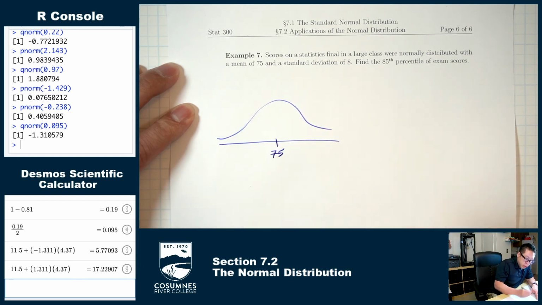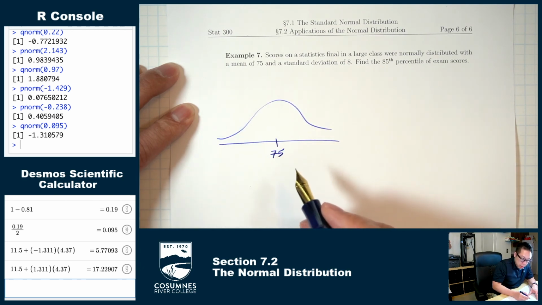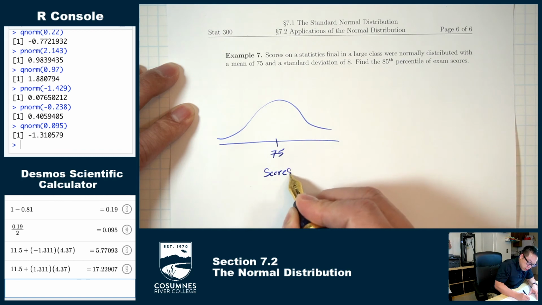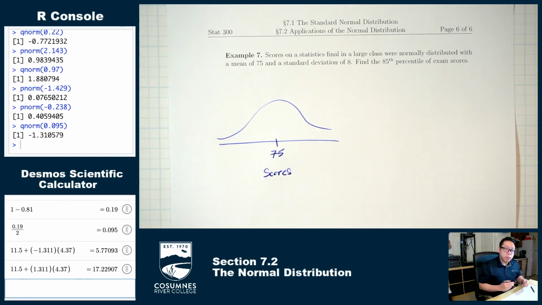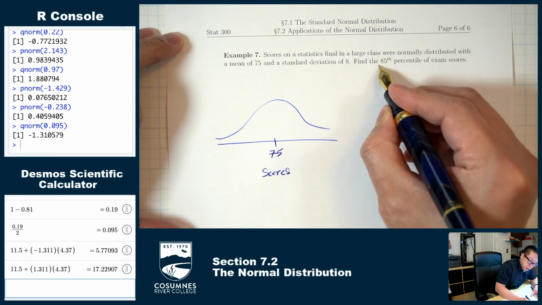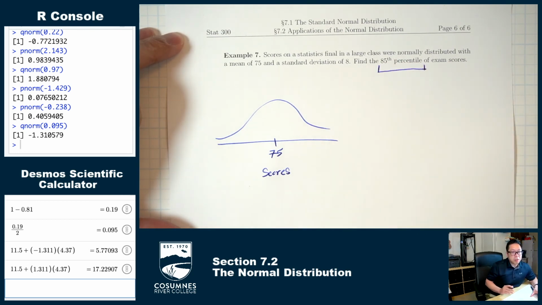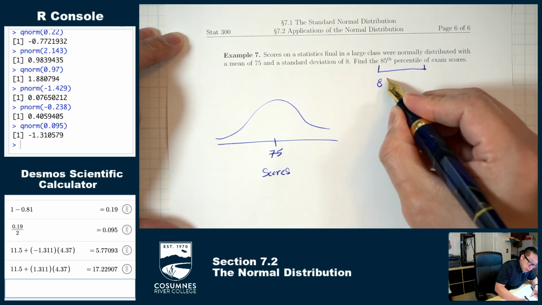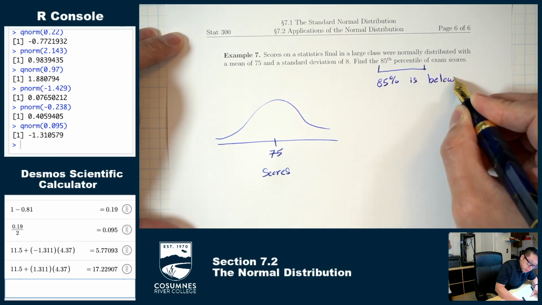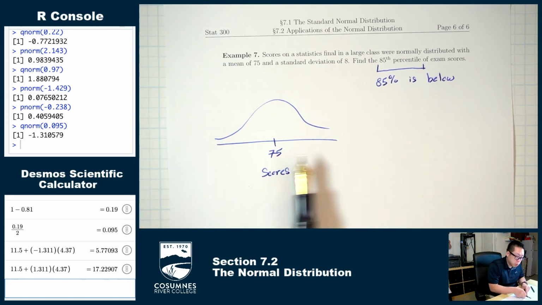And then just to remind myself, this 75 means what? 75 is the scores, right? So my x's are the scores. Now, next question: is this an x to area or an area to x? So I'm telling you, find the 85th percentile. What does 85th percentile mean? We talked about this in unit 1, right? 85th percentile means 85% of the data is below. So 85% below. So really, I'm looking for the exam score that has 85% of the data below it.